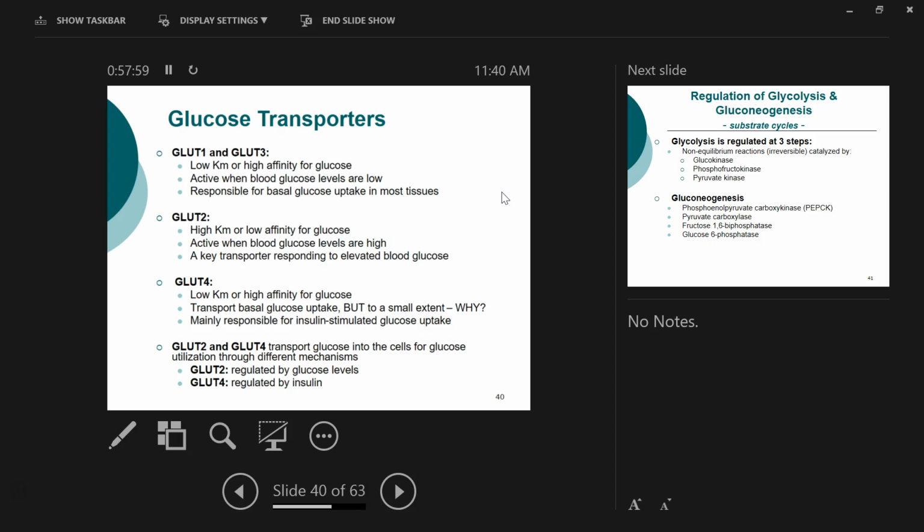And the last point, just kind of a review. You all know that GLUT2 is regulated by glucose level, and GLUT4 is regulated by insulin level, right?